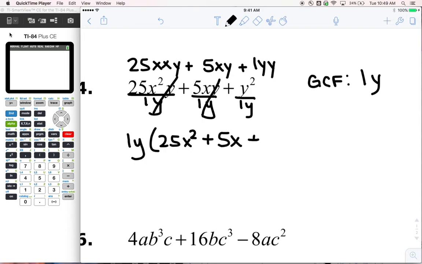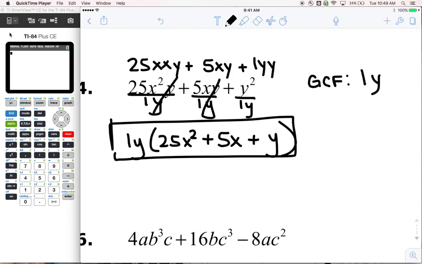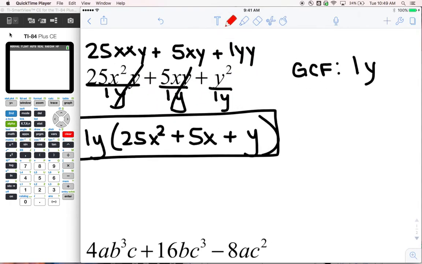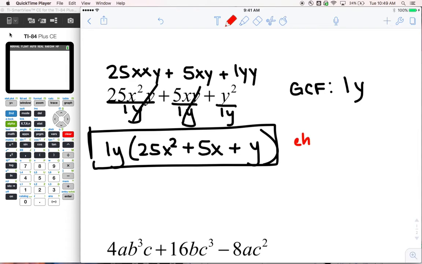And then on the end here, one of the y's gets canceled, so I'm still left with just y. This right here is my finished factored form. All right, and I'm going to take a second to check this really quick.